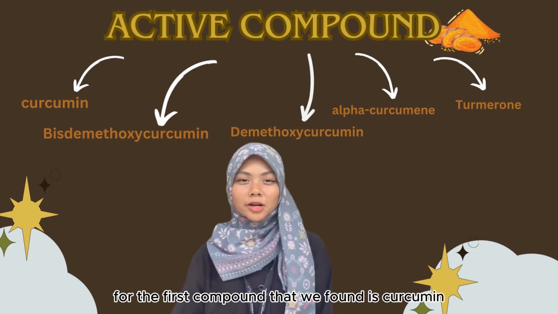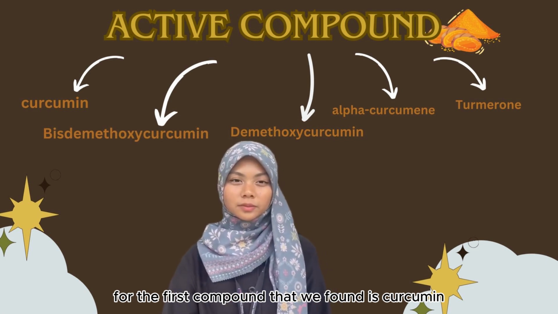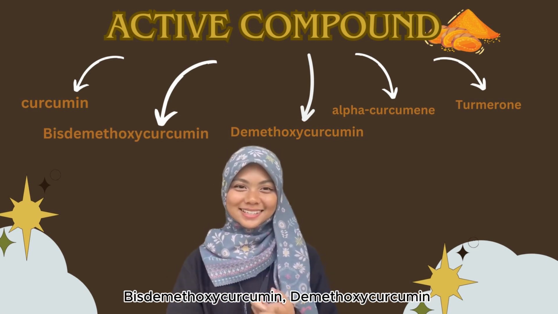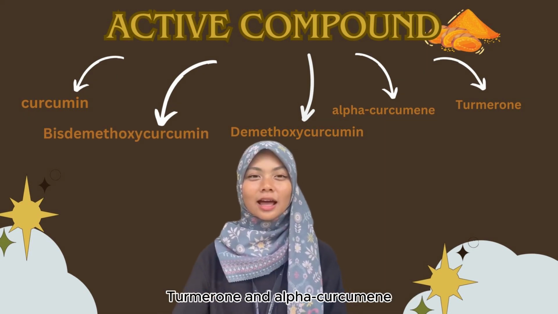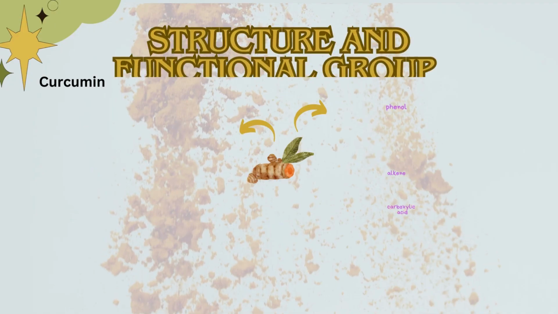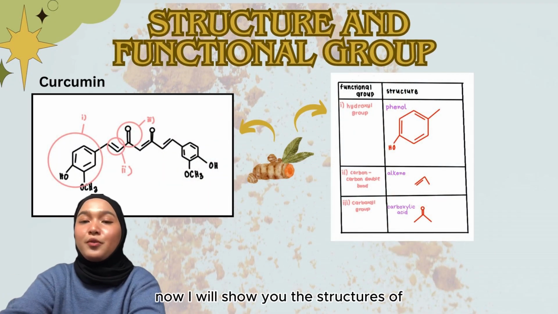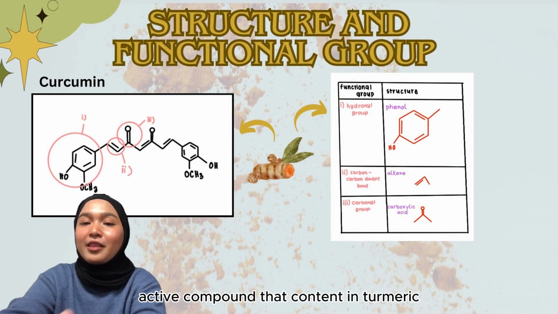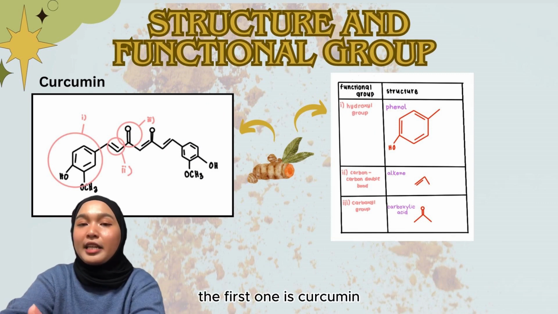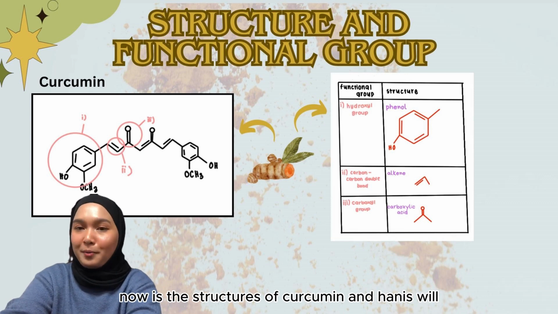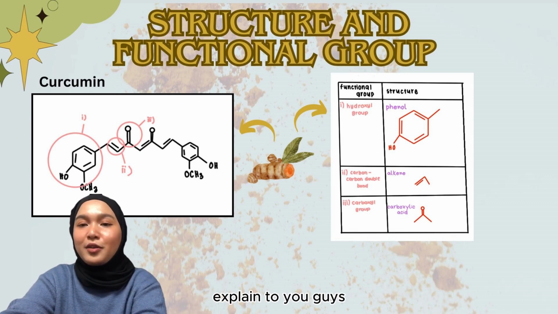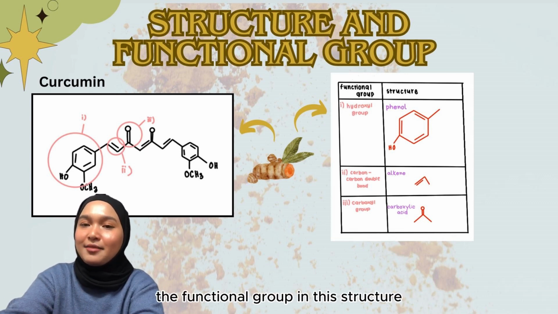For the first compound that we found is curcumin, bisdemethoxycurcumin, demethoxycurcumin, turmerone, and alpha curcumin. Now, I will show you the structures of the active compounds that are contained in turmeric. The first one is curcumin, and as you can see above me now are the structures of curcumin, and Hanis will explain to you guys the functional groups in this structure.